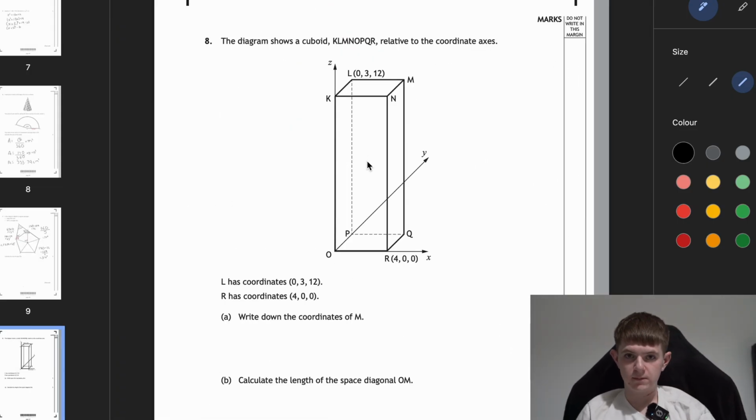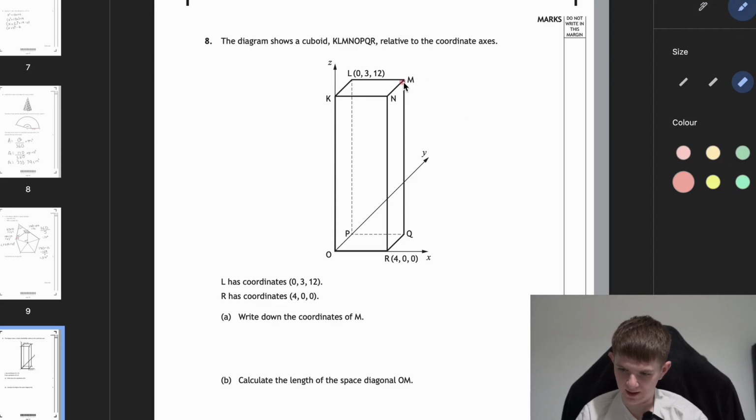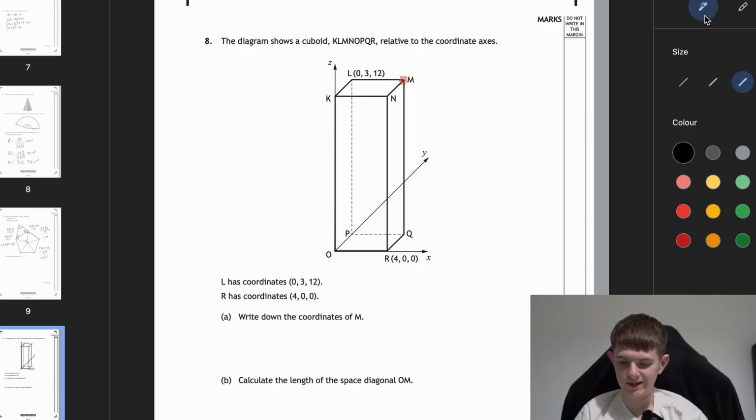Question number 8. We've got a vector question. So we're trying to find the coordinates of M. M is away up here. I'm going to highlight that so we know where we're going. We're going to use the existing vectors to help us figure that out.